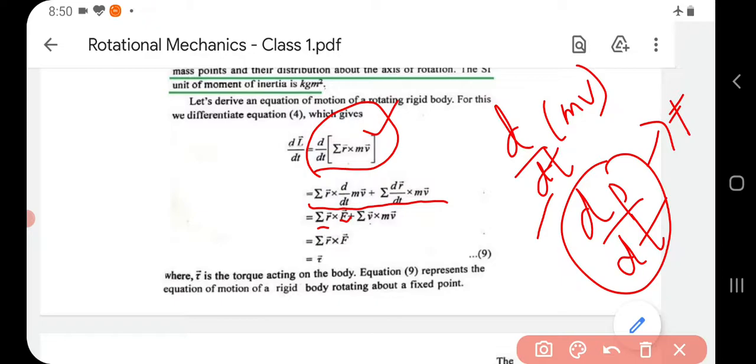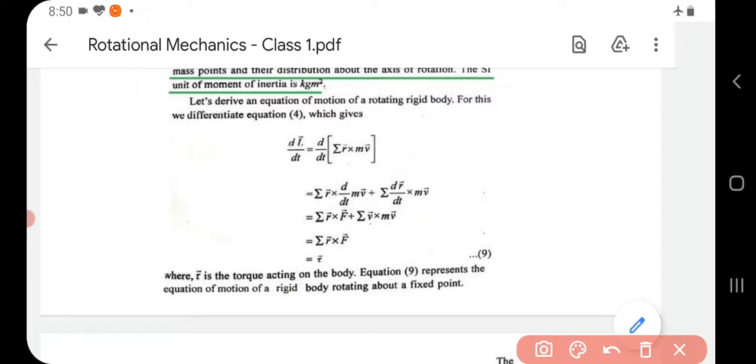Then m here, sigma dr by dt. What is dr by dt? That is the rate of change of position with time, which is nothing but velocity. So dr by dt is v. So sigma v cross mv is written as such, and this is again equal to this one. You are neglecting this, since v cross v is zero, so you are left with sigma r cross F. The second term you are neglecting. So sigma r cross F is nothing but torque, tau.